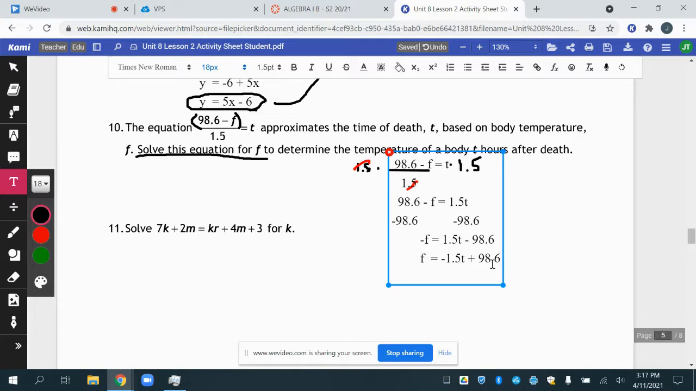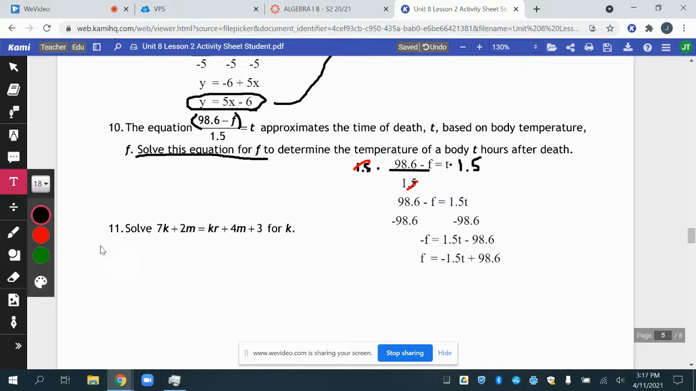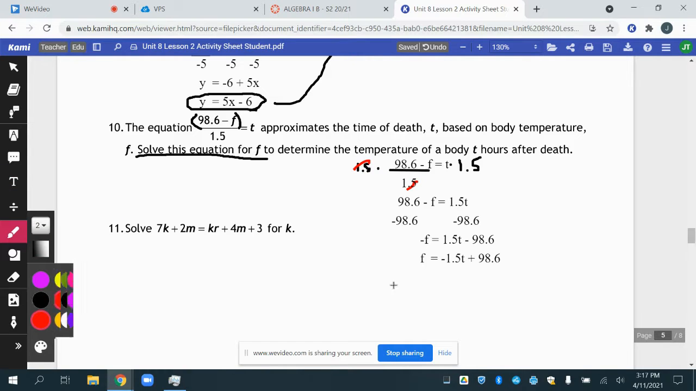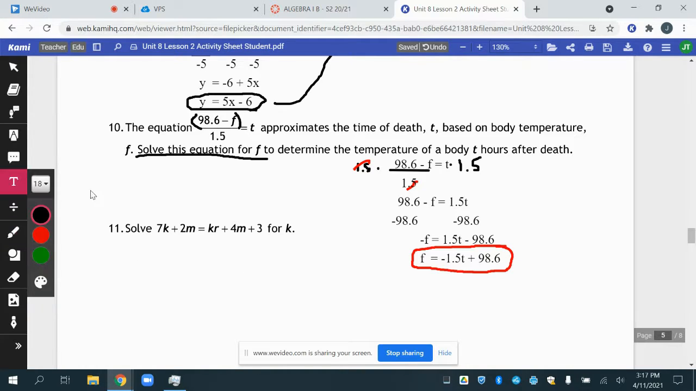So if I want to know the temperature, wait, no, I wanted to know the temperature. If I know how long a body has been dead, I can guess what temperature it will be. Because I can plug in how long it's been dead, multiply by negative 1.5, and add that to 98.6, and that's going to tell me what temperature it should be at now. Kind of cool. That is the way it works in science, although I will say this is not the actual formula. The actual formula does involve much more complicated math.